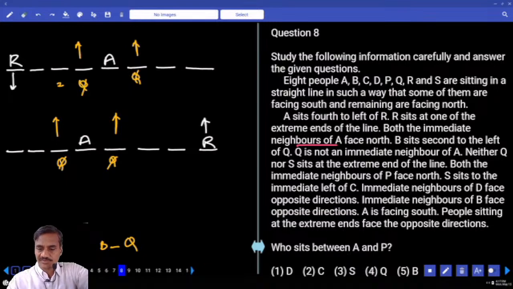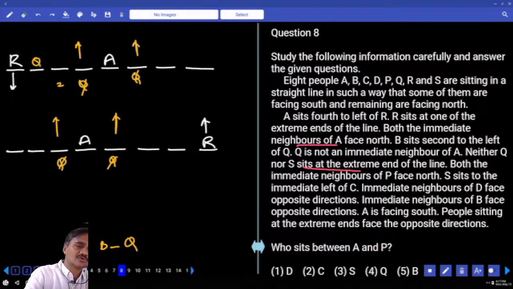Neither Q nor S sits at the extreme end. Can you take Q at this place or not? Now if Q is here, then B will be here. If B sits second to the left of Q, then Q must be facing south. That is one of the possibilities.